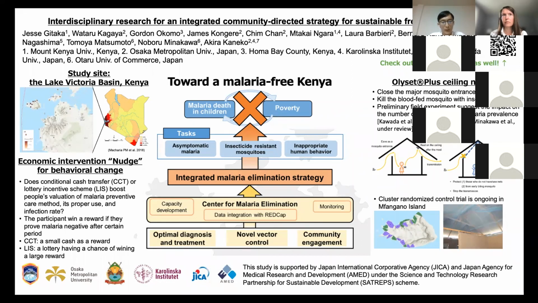We will evaluate the applicability of this scheme as a policy, but at the same time, we will observe how community members may react to a low malaria prevalence situation. The ultimate goal of the project is to combine these findings and develop a comprehensive malaria control or malaria elimination strategy by the end of the project, which is 2025. Thank you for listening.